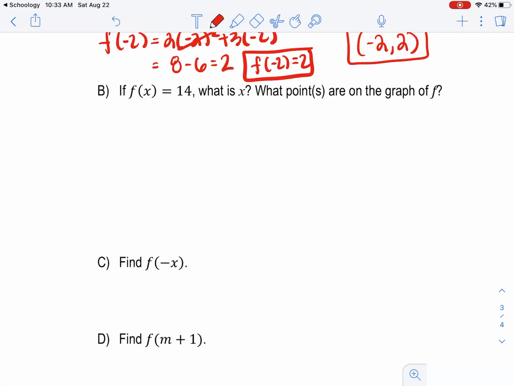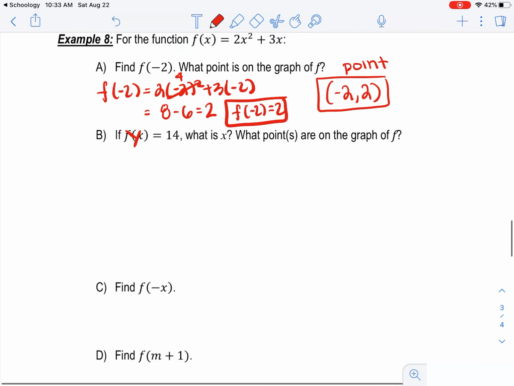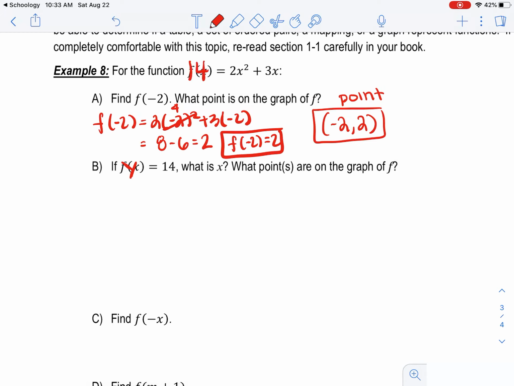All right, this one says if f of x is 14, what is x? Remember, f of x is just a fancy way of saying y. So it's saying if y is 14, what's x? So now you're going to set your function equal to 14. I'm going to change this to a 14 and solve that. So I have 14 equals 2x squared plus 3x, and I need to solve this. Make sure you're doing this part along with me, because this is the type of stuff that you might be saying, oh, she said it's Algebra 2, I already know it. But a lot of you need to brush up on this type of stuff.